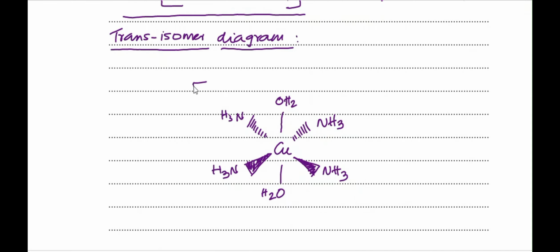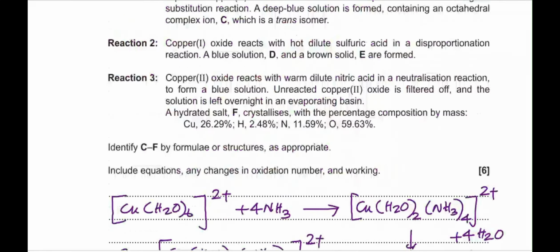Now put the square brackets and mark 2 positive charge here. The 2 H2O molecules on either side here represent that it is a trans isomer.